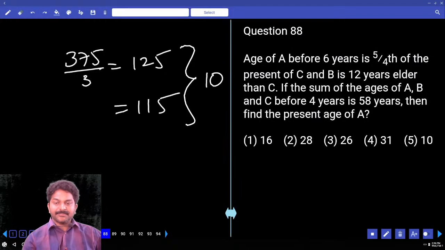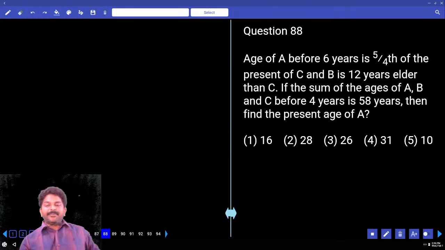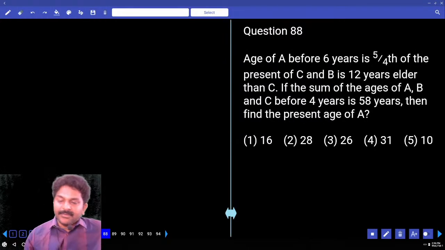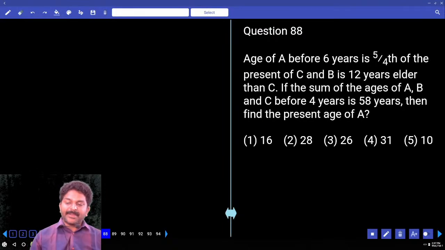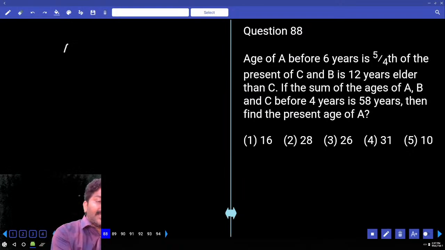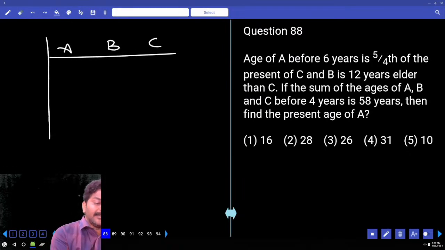Age of A before 6 years is 5/4 of present age of C and B is 12 years elder than C. If the sum of ages of A, B, C before 4 years is 58 years, then find the present age of A. Now we have A, B, C, 3 members are there. Present age.